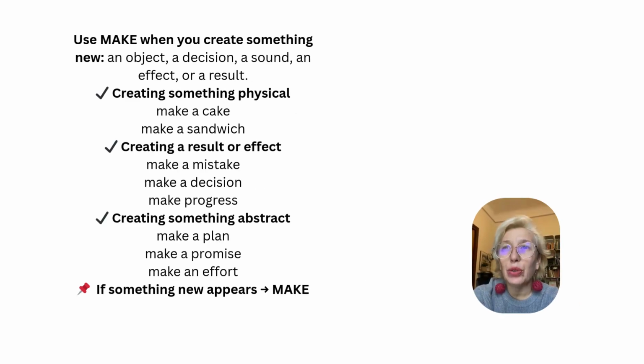And now let's go to "make." So if we create something, an object, a decision, a sound, an effect, a result. Okay, creating something physical: make a cake, make a sandwich. Creating a result or effect: make a mistake, make a decision, make progress. Creating something abstract: make a plan, make a promise, make a decision, make an effort. So if something new happens, we use "make."